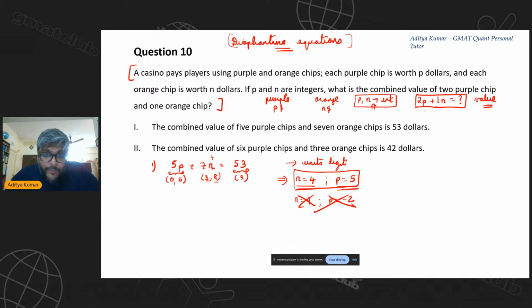And if I want 2p plus n, I can easily solve for it. 2 into 5 is 10. 10 plus 4 is 14. That is enough for me to work. A, D.